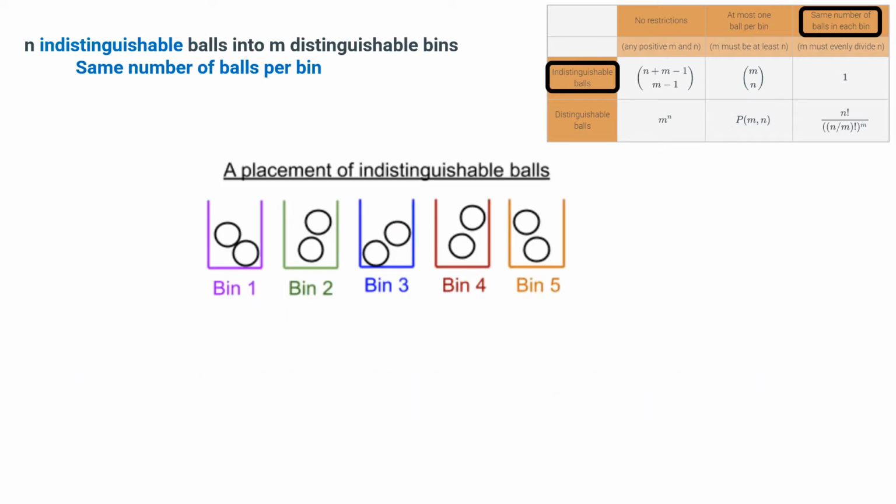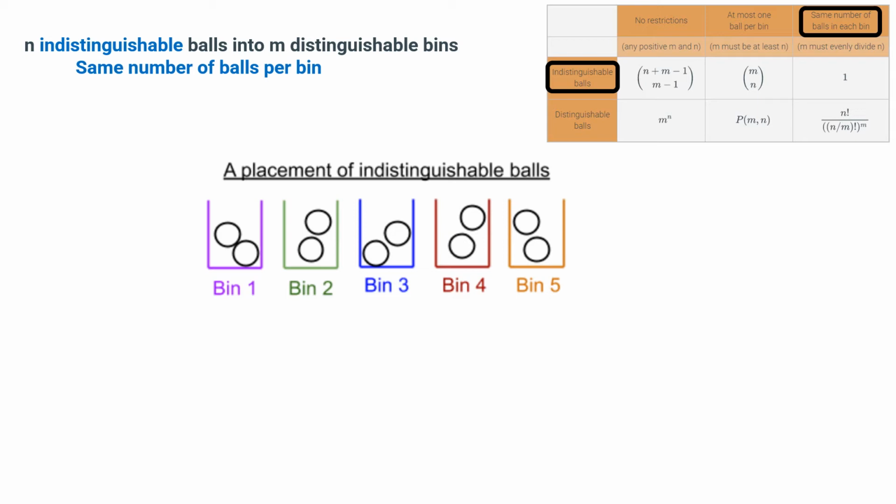Okay, now we've got indistinguishable balls, so we're back to having them all look alike, but now we're over into the right column, and this says we need to have the same number of balls in each bin. And look underneath that at the top right of that table, it says m must evenly divide n, right?